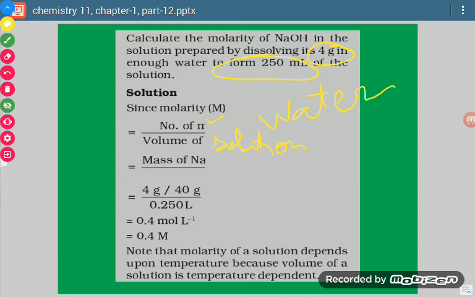So N means number of moles, and then the volume of solution. Now see, number of moles is calculated as mass of NaOH over gram molecular mass. We have used the formula mass of substance over molecular mass of substance, and this is the volume of solution. So in this way we can calculate 0.4 mole per liter, or we will say it is 0.4 molar. This is the molarity calculated in this case.